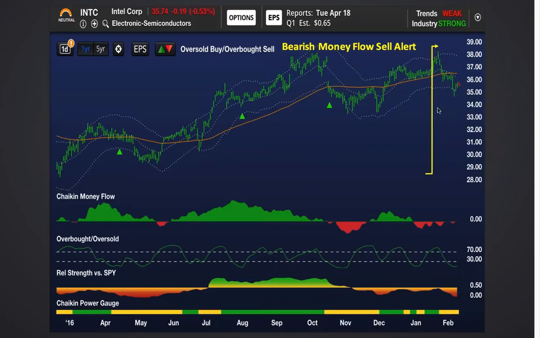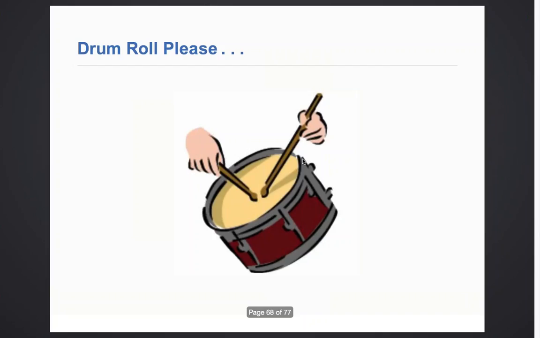And then finally, the granddad of the industry, Intel, bearish money flow sell alert. The stock was 38 and it's gone straight down, traded as low as 34.70. So the discipline works. And we're in print with these every week, tweet on it every day.